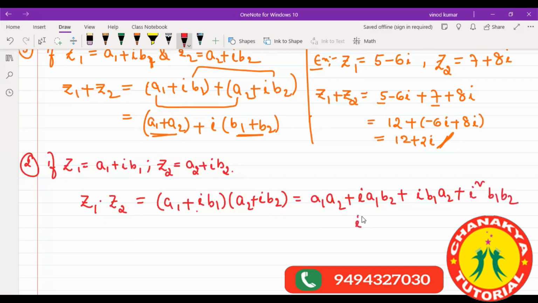Already I told you that the value of i squared is minus 1. Substituting it here, we get a1 a2 minus b1 b2, which is the real part. The imaginary part is i times (a1 b2 plus b1 a2). This is the real part and this is the imaginary part. The multiplication of complex numbers is also a complex number.